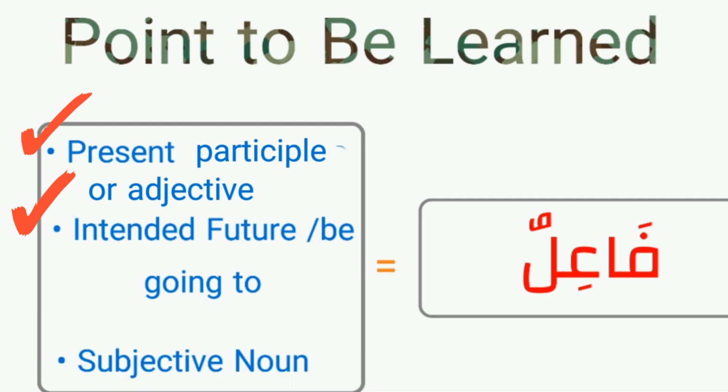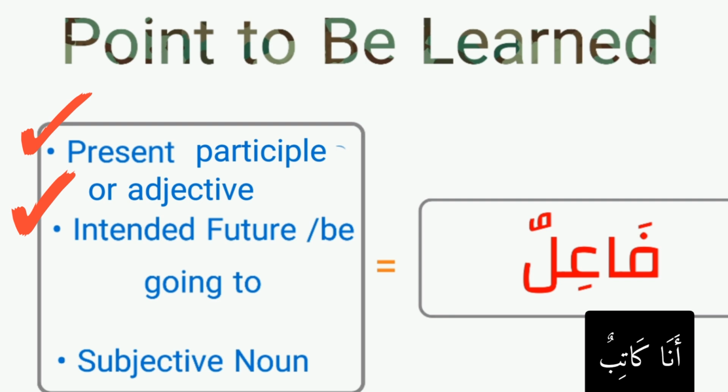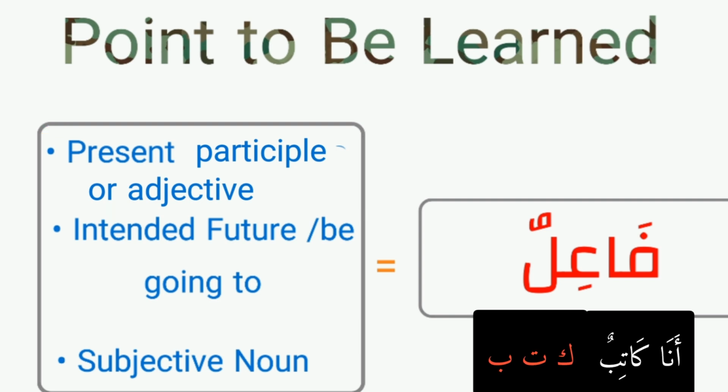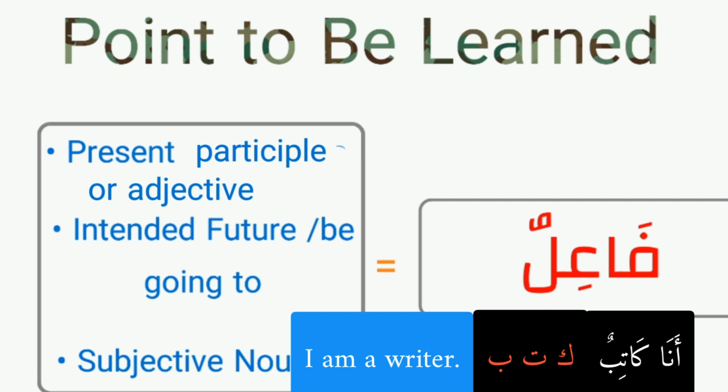Dear student, this pattern also represents someone's profession, or in grammar terminology, it might represent a subjective noun. For example, أنا كاتب, made from the root كاف تاء باء, meaning, I am a writer.